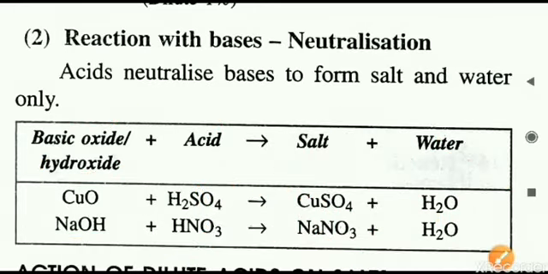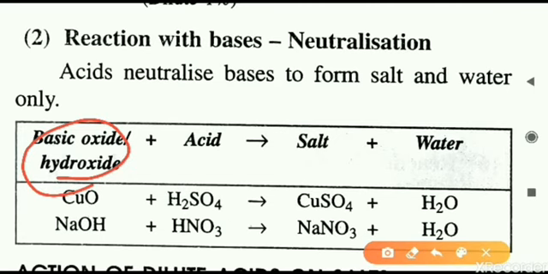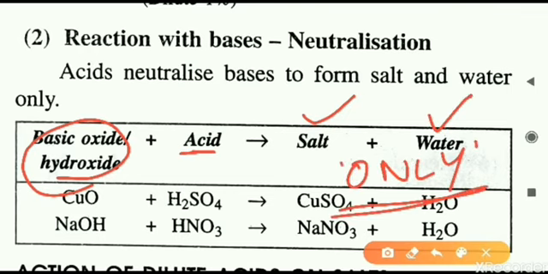So bases can be metal oxides, bases can be metal hydroxides, but that does not make the definition complete. All metal oxides or metal hydroxides cannot be bases. Then what is the correct definition? Only those basic oxides and hydroxides are called bases which react with acid to produce salt and water only. Yes, the term only is very important.